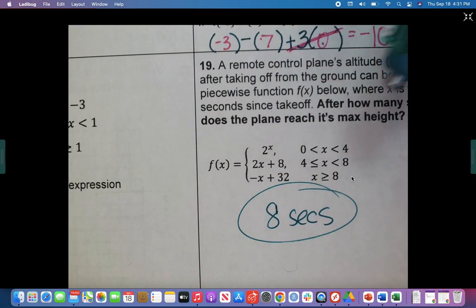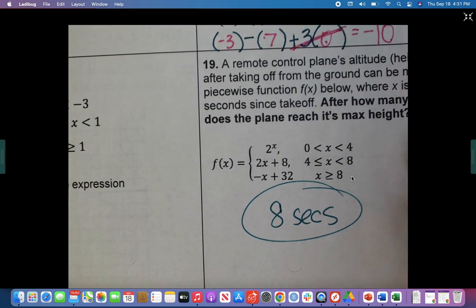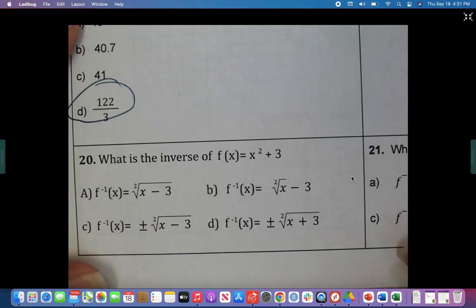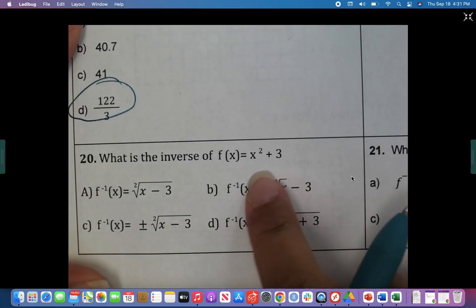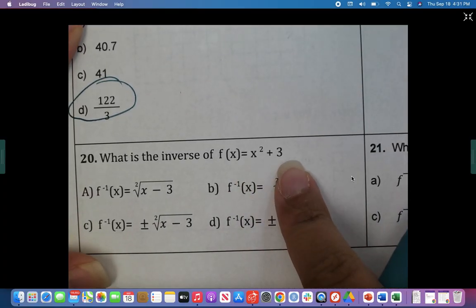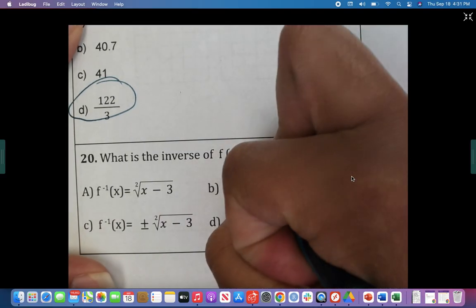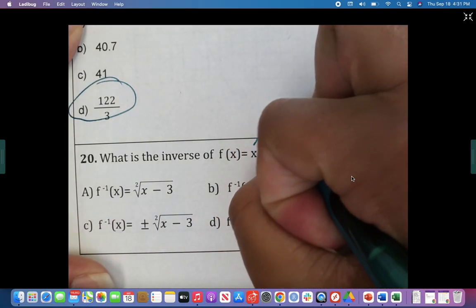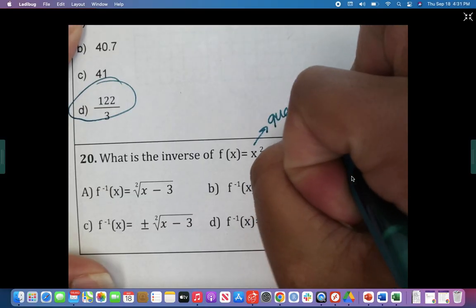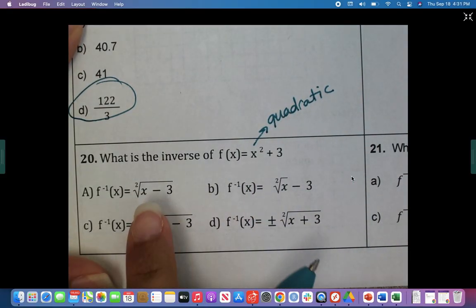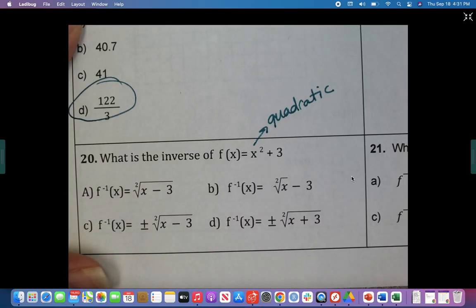All right, now we're on to the last section, which is inverses. So for number 20, what is the inverse of f of x equals x squared plus 3? All right, so for this one, remember this is a quadratic. Inverse of a quadratic is a square root, so notice all of these are square roots.